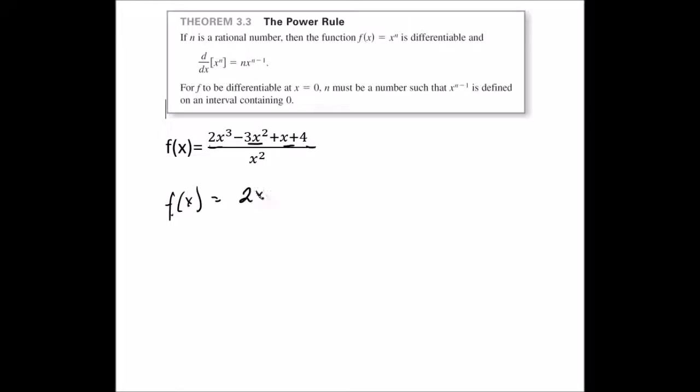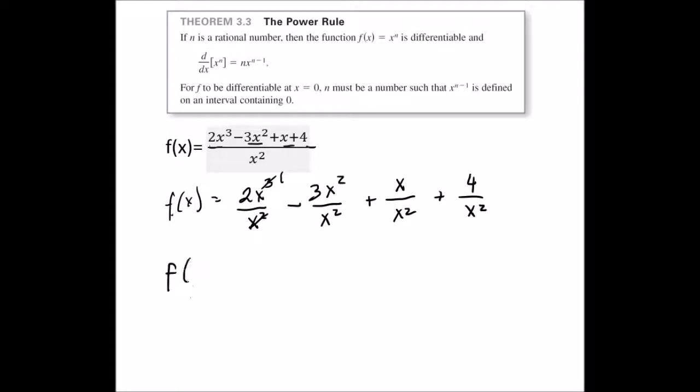So I have 2x to the third power over x squared. I have a minus 3x squared over x squared. I have a plus x over x squared. And I have a plus 4 over x squared. So we're trying to simplify. Let's reduce. There's an x squared here and an x cubed, so that reduces to just 2x to the 1 power. And do you notice I'm not taking the derivative yet? I'm just simplifying this function so I can take the derivative.